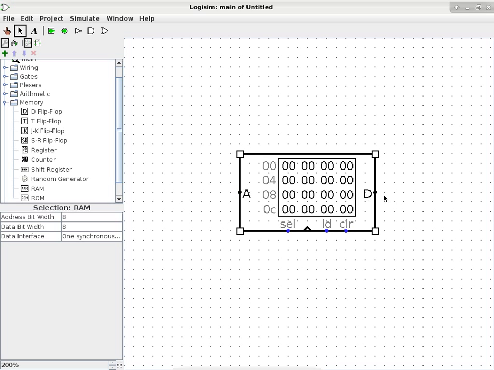This is the data bus, or data port, where the value is loaded or stored. This is the chip select, or the select port. This is the clock line. This is the load port, which controls whether we are reading or writing. And this is the clear, which is used to reset the content of the memory module.